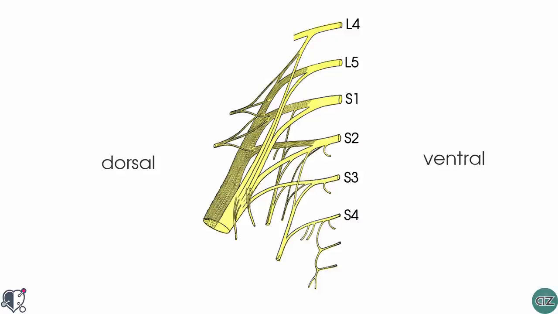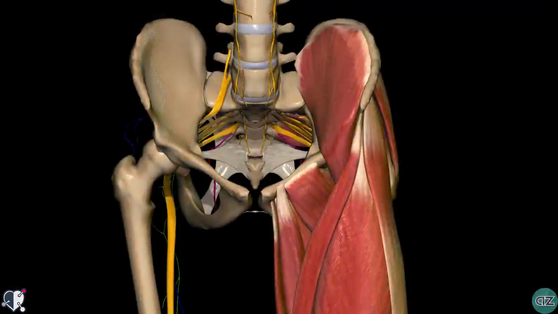There are 5 major peripheral nerves which derive from the sacral plexus: the superior and inferior gluteal nerves, the sciatic nerve, the posterior femoral cutaneous nerve, and the pudendal nerve. There are, in addition, numerous smaller branches which provide innervation to the pelvic walls, floors, and individual muscles of the gluteal region.